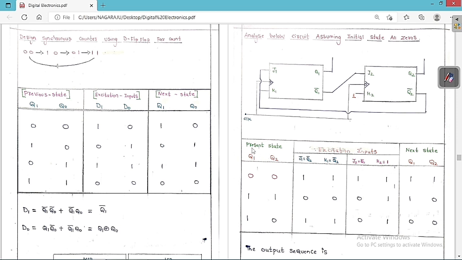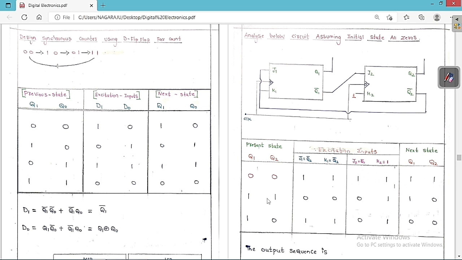Now I am going to assume the initial states are 0 and 0. Q1 is equal to 0 and Q2 is equal to 0. Then what is Q2 bar? 0 bar is equal to 1. What is Q1 bar? 0 bar is equal to 1. Now if I give these excitation inputs, what is going to change? Whenever you give 1, 1 as input, it will be in toggling mode, so it changes from 0 to 1. Similarly here also toggling mode, so it changes from 0 to 1.